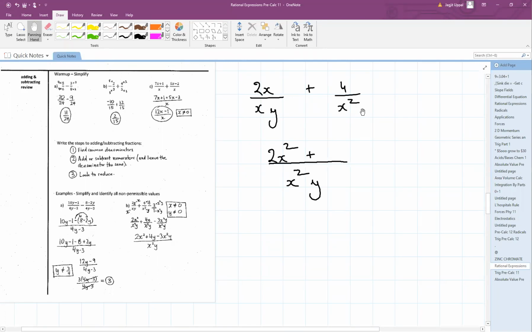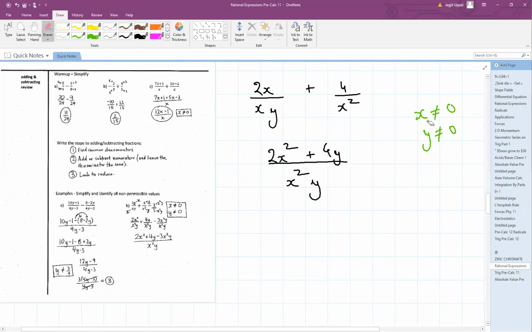This one has x squared, but this one is missing y, so it needs a y. So imagine you times the top by y. So you'd multiply it with the missing guy, 4 times y. All good so far? Can we write the non-permissibles? I have x squared and y at the bottom. What's the non-permissible? X cannot be equal to 0, and y cannot be equal to 0. Agreed?